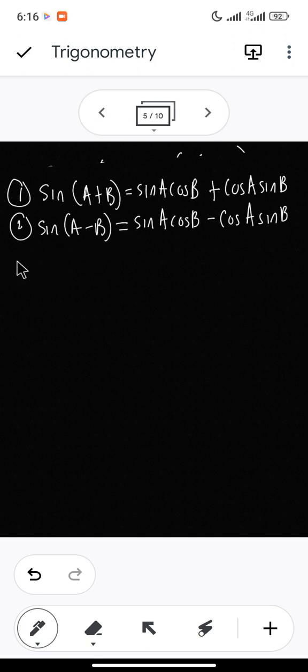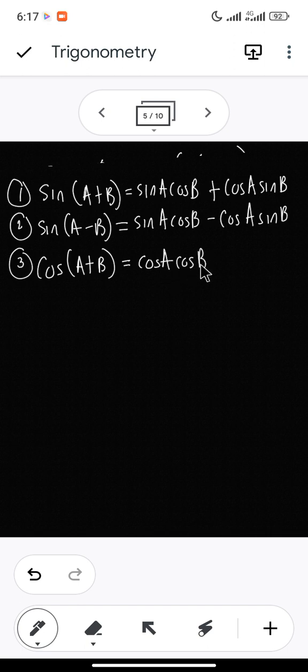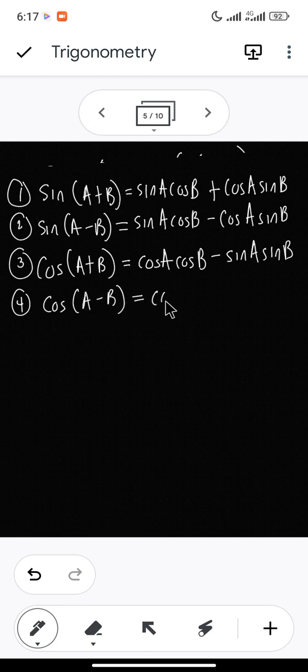Now the third is when you get to cos. So cos A plus B gives you cos A cos B minus sine A sine B. Please take note of the symbols. It's not an error. For cos, the plus has minus. You understand? The fourth is cos A minus B. This gives you cos A cos B plus sine A sine B.